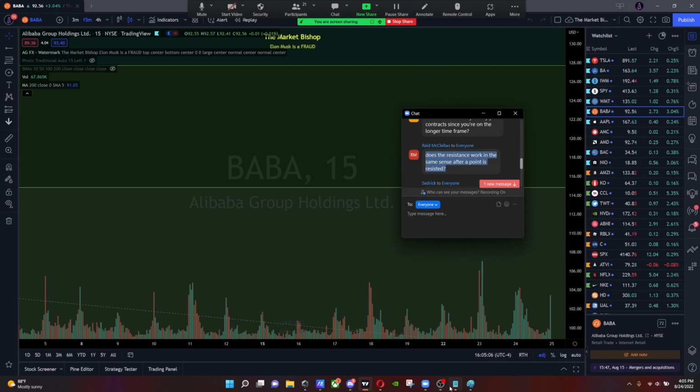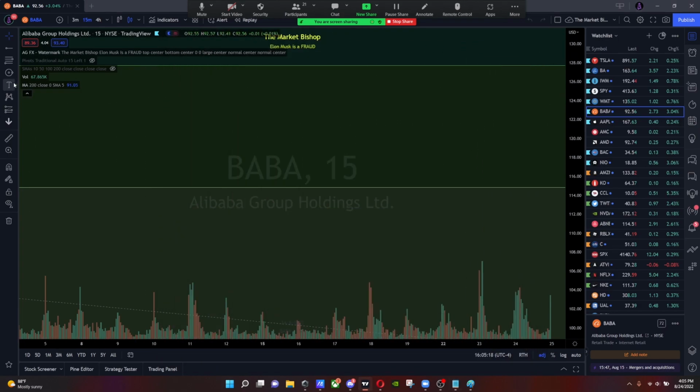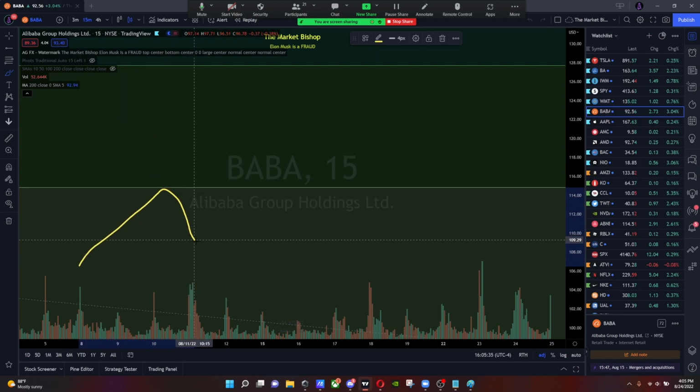let me bring this up. The next question is, does the resistance work in the same sense after the point is resisted? The way I'm understanding what you're trying to ask, correct me if I'm wrong, is let's say this is the level, this resistance right here. It's a Fibonacci level. That's our resistance we're looking at. You're saying if the stock moved upwards, rejected it, and then came back up to it, does it still classify as a resistance? Absolutely, right?